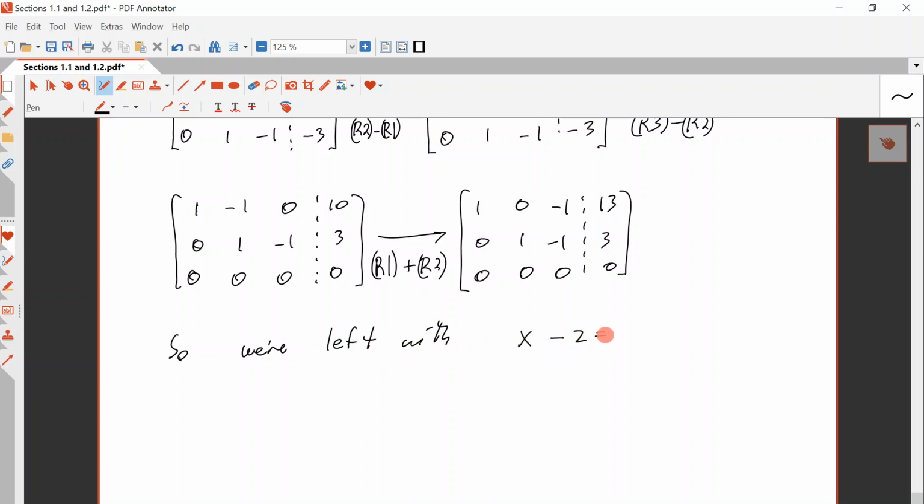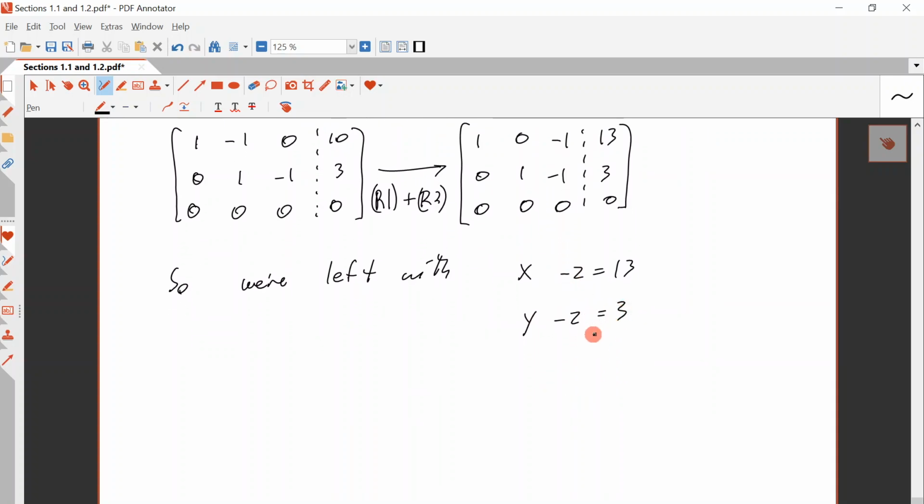So what we're left with here: x minus z is 13, and y minus z is equal to 3. So what we do is we say the following. The z is in both equations, the third variable is in both equations, and the first 2 variables are in each equation once. So this says x is equal to 13 plus z, y is equal to 3 plus z, and then we say z is free. So z is free, that is, anything.